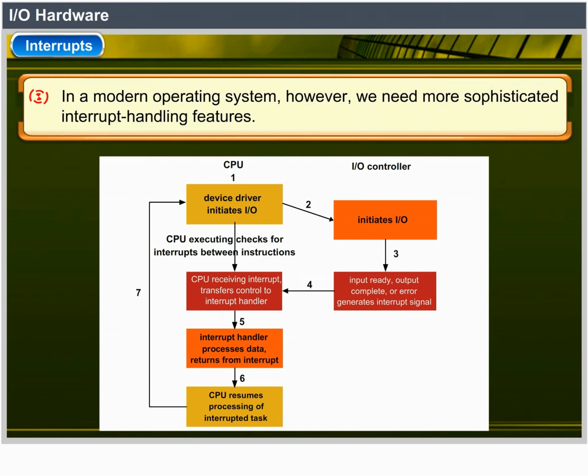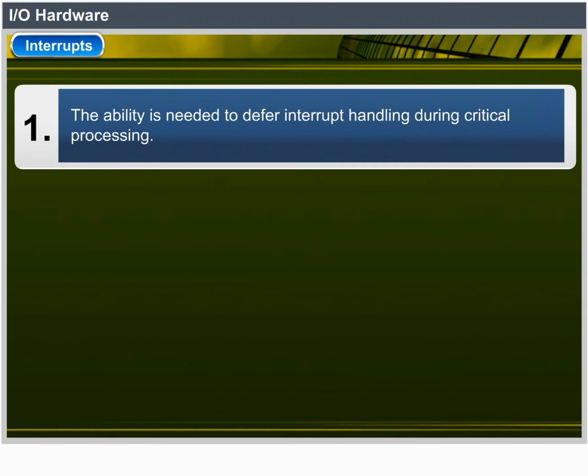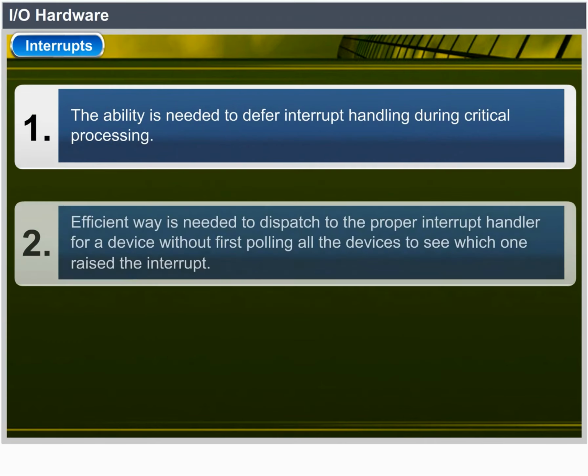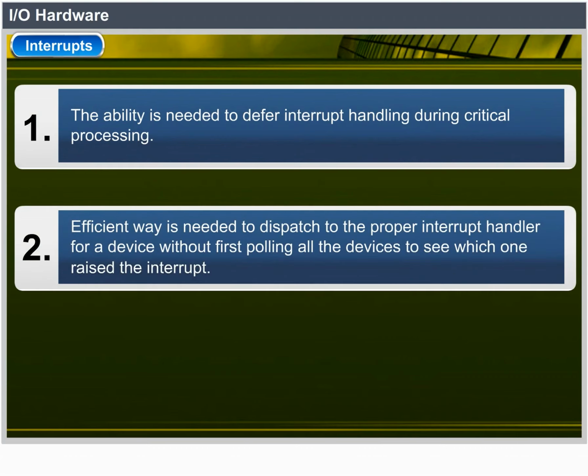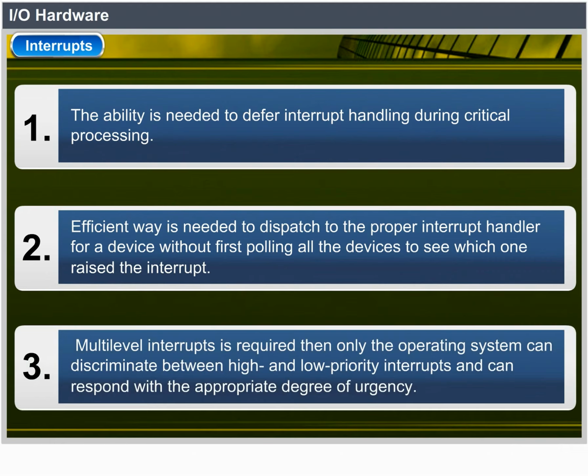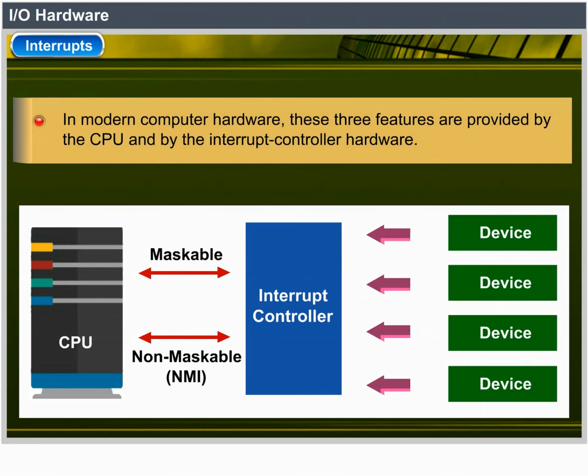We need the ability to defer interrupt handling during critical processing. We need an efficient way to dispatch to the proper interrupt handler for a device without first polling all the devices to see which one raised the interrupt. We need multi-level interrupts so that the operating system can distinguish between high and low priority interrupts and can respond with the appropriate degree of urgency. In modern computer hardware, these three features are provided by the CPU and by the interrupt controller hardware.